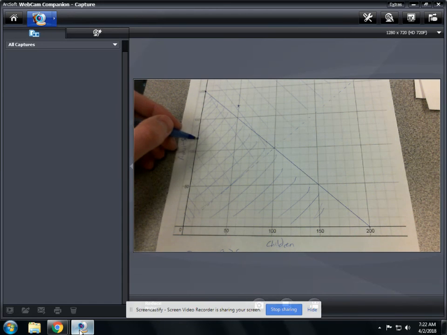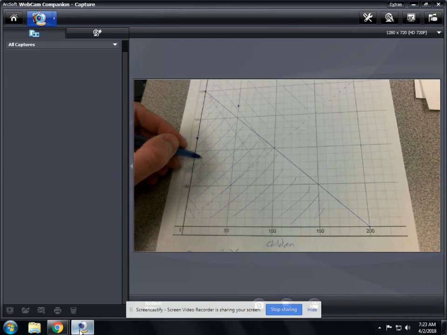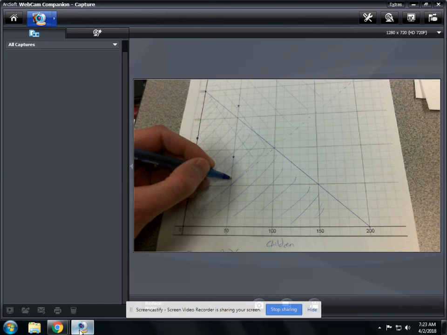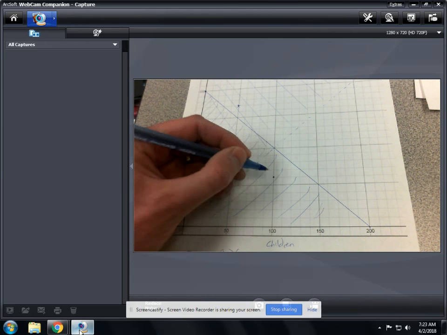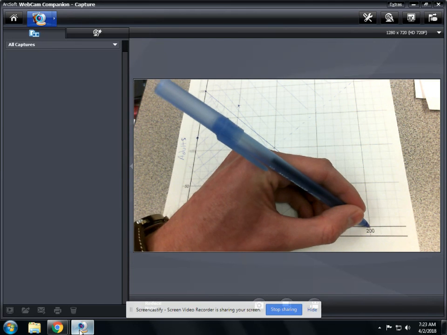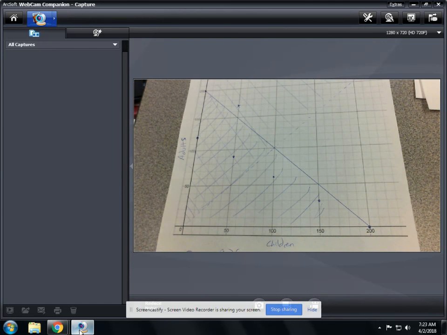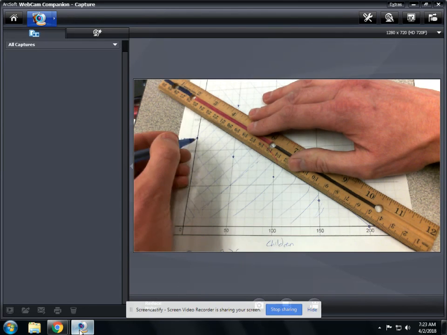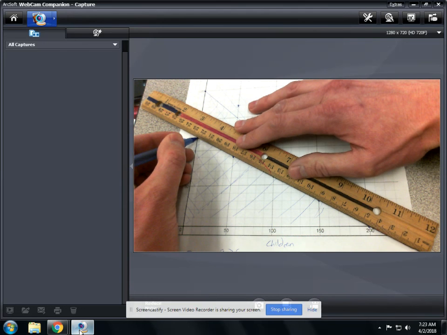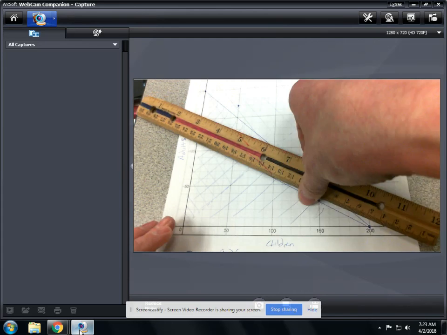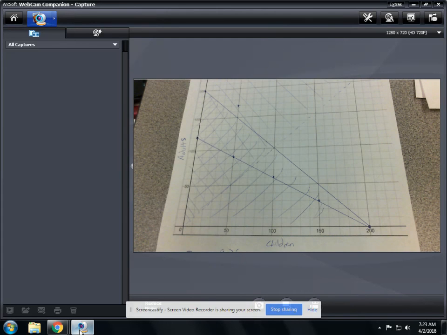Now I can go down 30 over 50. 10, 20, 30 over 50. Okay. X-intercept is 200. So I'm going to connect my dots here that I made. Again, this is a solid line, because they could make exactly $600 and they'd be okay with it. More would be better though. So I'm going to shade above the line.